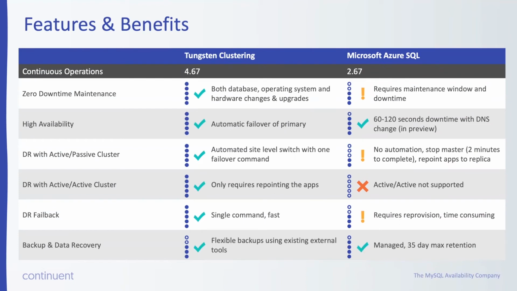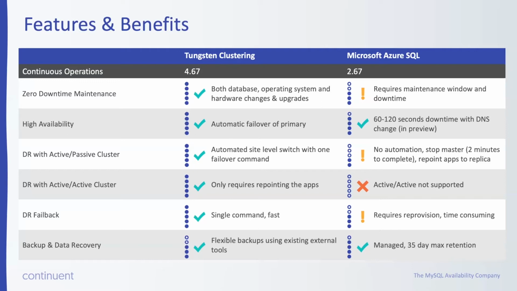But let's start with zero downtime maintenance. Like most managed services, maintenance is going to require downtime and you're going to have to take a maintenance window. Tungsten clustering is one of our strengths. There's really no downtime for your maintenance operations. And again, high availability, well, again, it's flexible server in preview, it could be up to 2 minutes with a DNS change for Microsoft Azure. Tungsten clustering, again, automatic failover of primary, no problem.